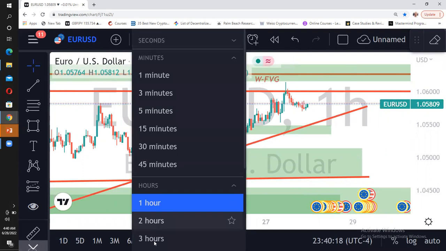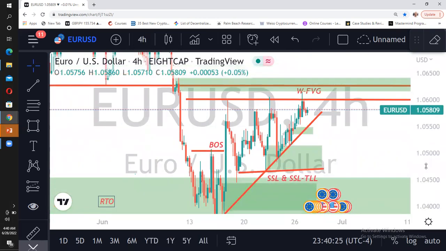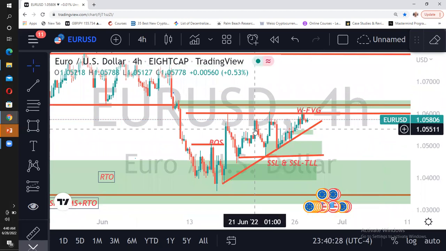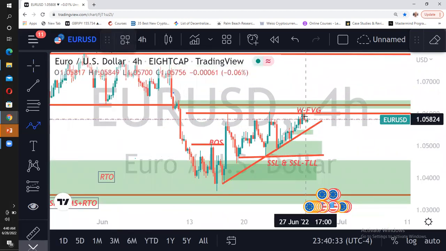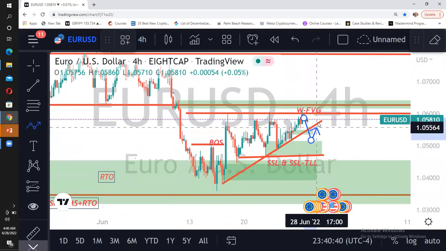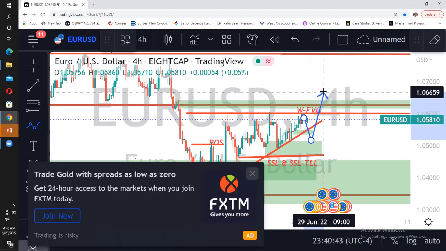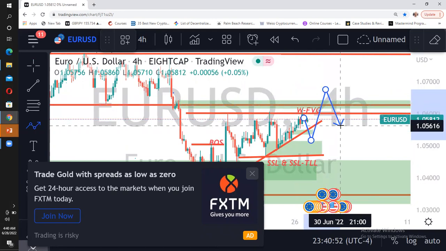Let's go back to first, so we can have a bias. Bias is this, down to this level, then up to this level, which is FVG. That's the FVG here. So then back down.